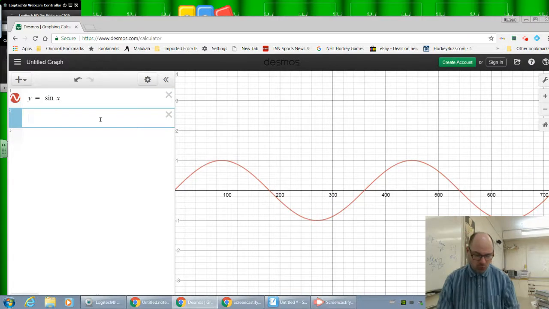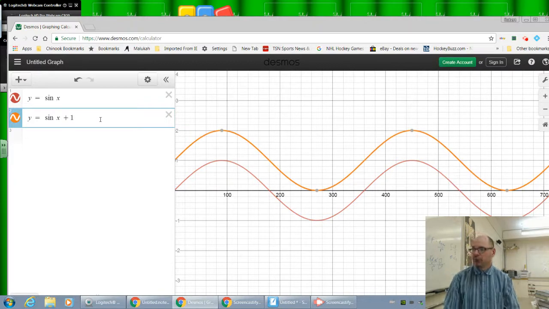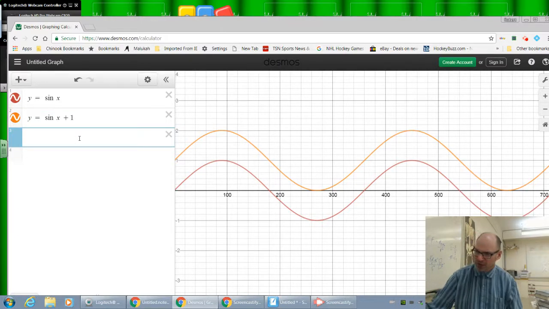Now let's just do y equals sine x. And then let's just add 1 to it. Okay, we're not adding it to the angle, we're adding just 1. So what has happened? You can see that it has shifted up 1 on the graph. So the maximum is at 2 rather than 1. Same shape, just shifting up. If it's minus, it goes down.